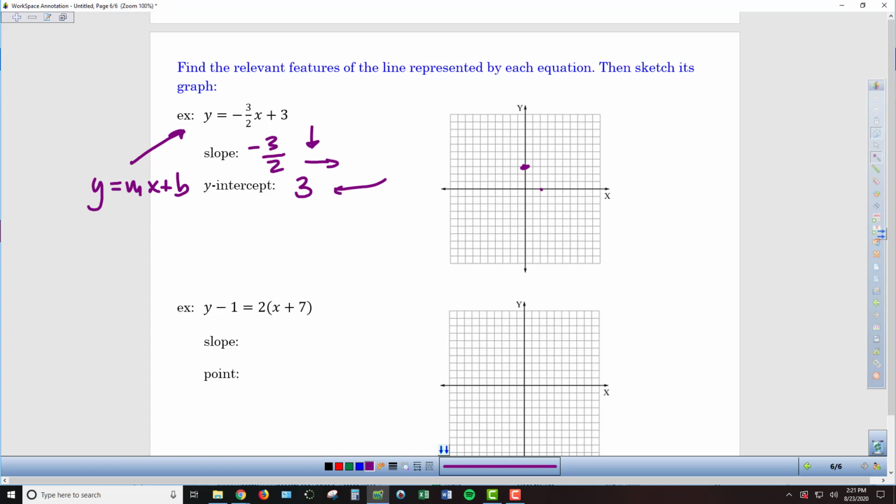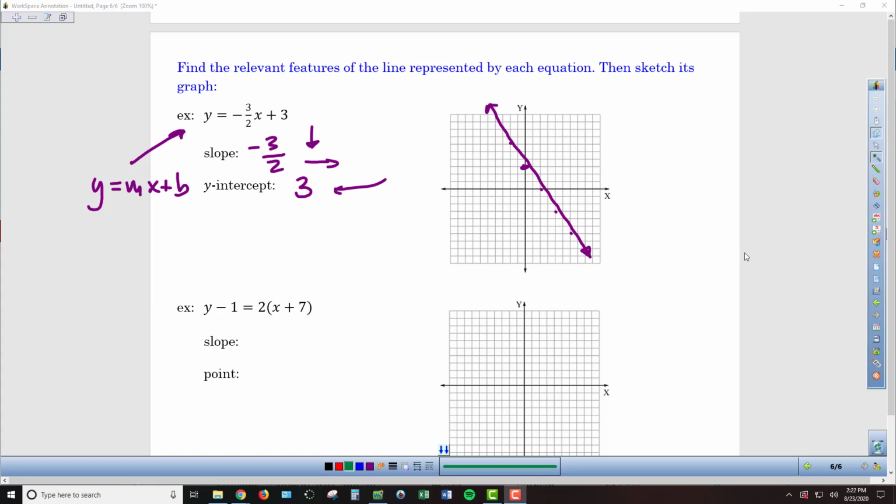And I can repeat that a couple of times. I can go down 3 again, over 2, down 3 again, over 2. I can even go up 3 units, but then I would have to go backwards 2 units because I'd be positive in the vertical direction, but I need that negative slope, so I've got to go negative in the x direction in that case. Bottom line is we end up with a straight line that travels through all those points.